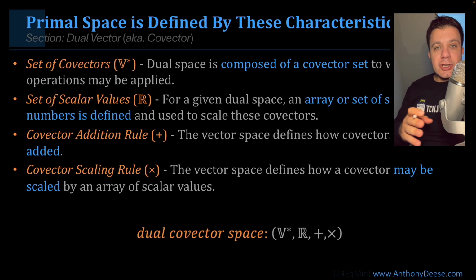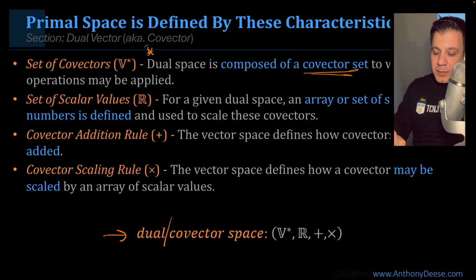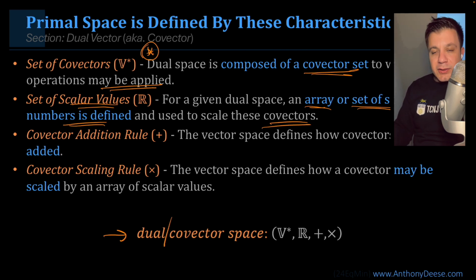So this slide should look familiar. We generated something pretty similar for the primal space. We define the dual or covector space right here. It's composed of a covector set, and that's what this little star up here is indicating. It's a covector set. You could use that simply as notation. You could also take it as indicating some sort of transposition, but I'm just going to use it as a symbol to which math operations may be applied. It's also composed of a set of scalar values. Okay, an array or set of scalar numbers is defined and used to scale these covectors.